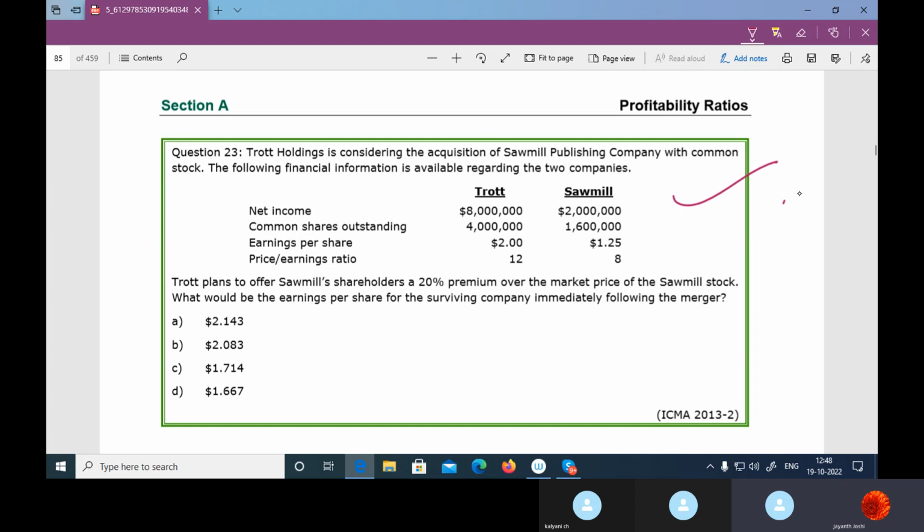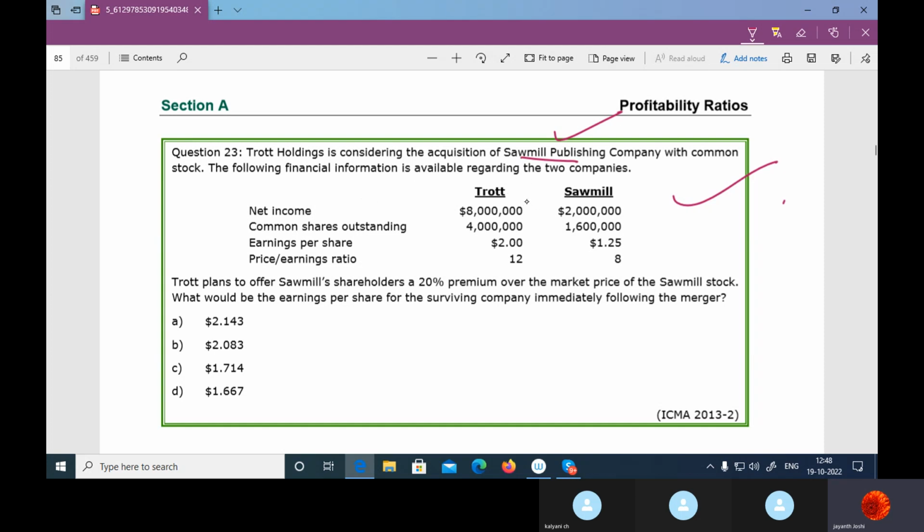Can you do it, sir? You can't do this. So Trot Holdings is considering the acquisition of Sawmill Publishing Company with common stock. That means they want to acquire this company by issuing some stocks to them. The following financial information is available regarding the two companies.